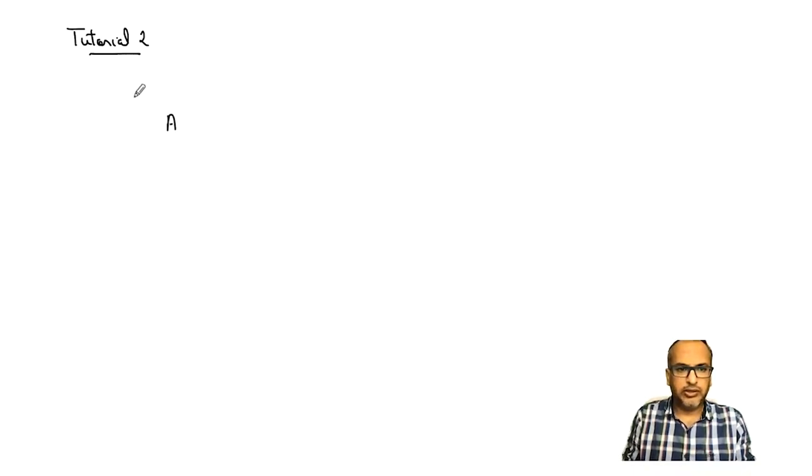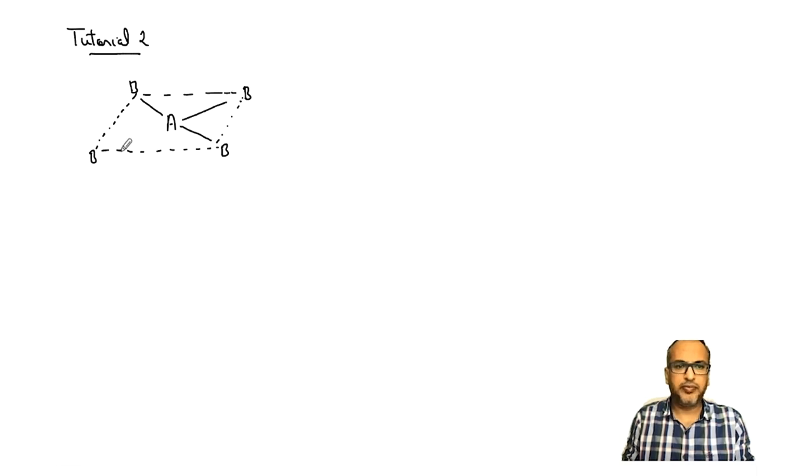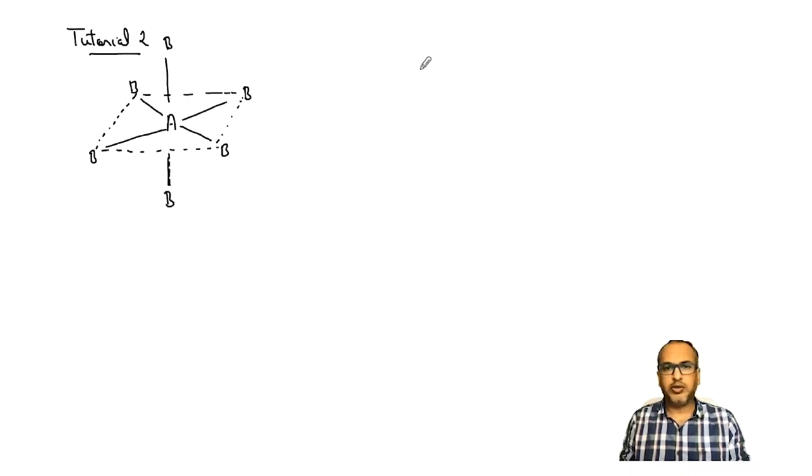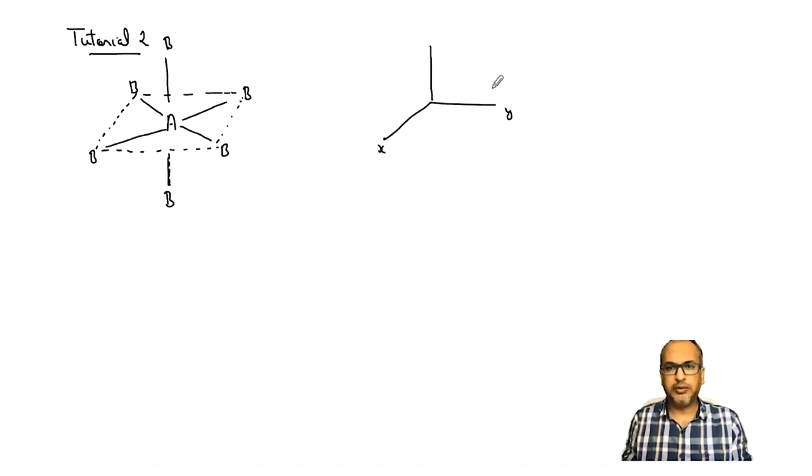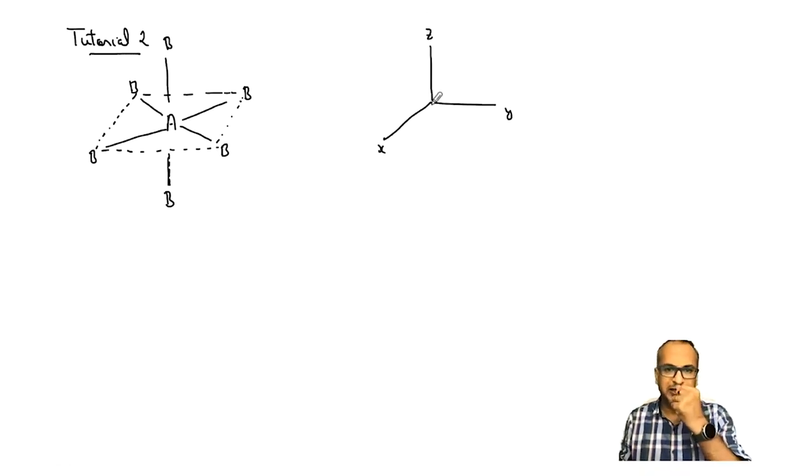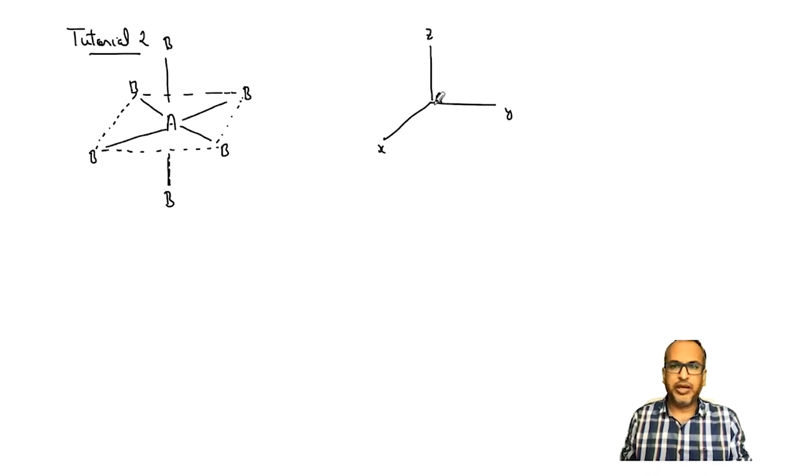To draw the octahedral, I will draw it as a rectangle, something like this, where at the vertices I have 4 B atoms and these are my AB bonds. And then there is 1 B above the plane and 1 B below the plane. Now this is my XYZ. This particular molecule is rather straightforward. I mean, it looks complex, but it's straightforward in the sense that the A goes in the center and then you have B on the top and B at the bottom.